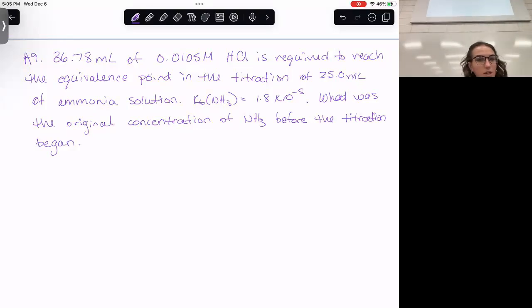Y'all can read that. It says 36.78 milliliters of 0.0105 molar HCl is required to reach the equivalence point in the titration of 25 milliliters of ammonia solution, and the Kb of ammonia is 1.8 times 10 to the -5. We want to know, what is the original concentration of NH3 before the titration began? Does anyone know how to do this question?